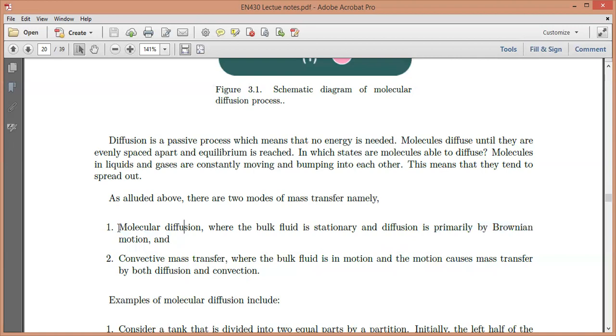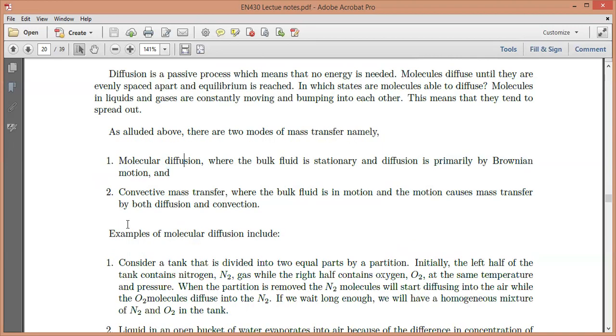The second case is convective mass transfer, where the bulk fluid is in motion, and the motion causes mass transfer by both diffusion and convection. The case is, say, a food item that you put in a sink and you open the tap just above it. So you have the bulk liquid, which is the water coming from the tap, hitting it. And then you have that movement happening.